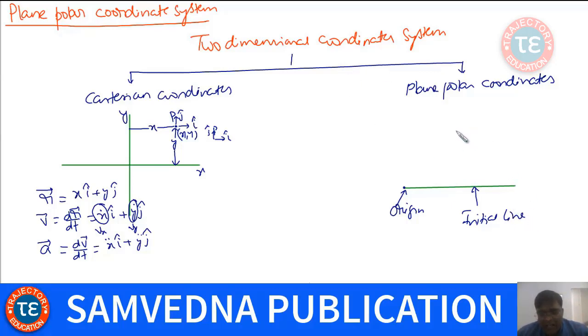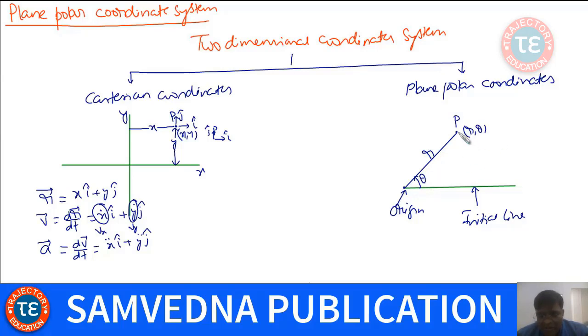And if you have any particle or any point in space, then the position of this point or particle is represented by assigning two coordinates r and theta, where r is the distance of this point P from the origin, and theta is the angle which this r makes with the initial line. Theta is the angle which this line makes with the initial line. Get your point?